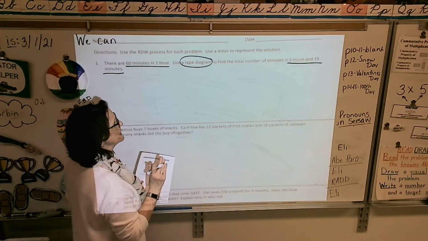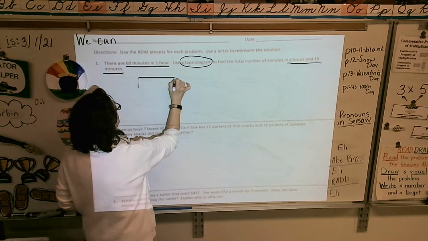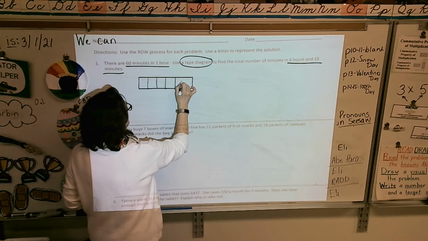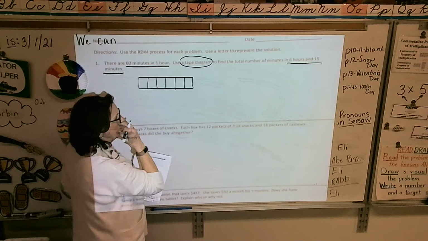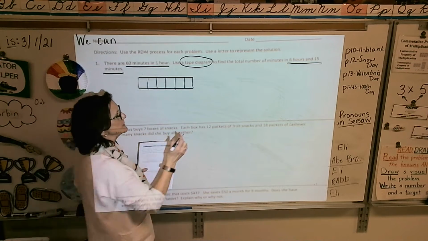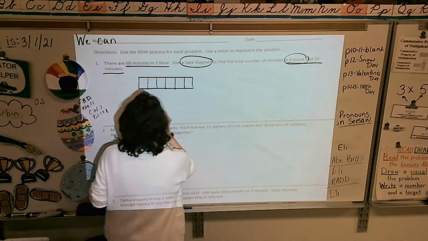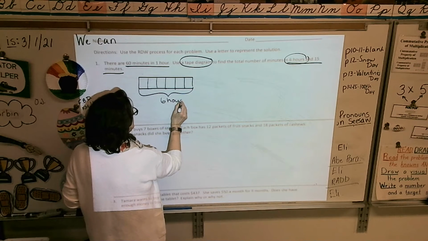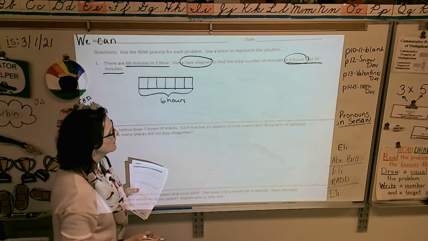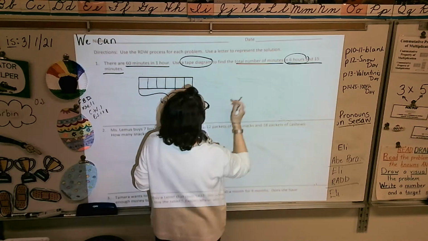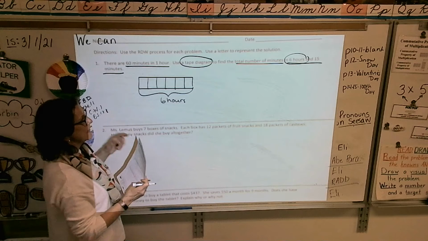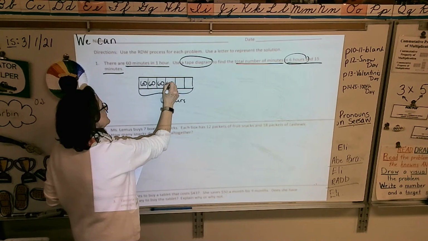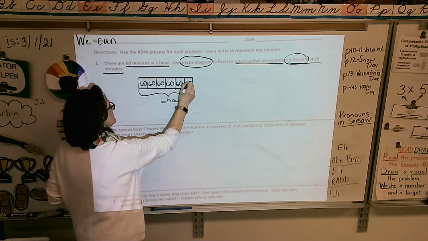So how can I show 6 hours in a tape diagram? Well, why don't we draw 6 units? Okay, 1, 2, 3, 4, 5, 6. I have my 6 units. What do those 6 units represent? They represent my 6 hours. So I'm going to put a bracket underneath here and write 6 hours. Remember, I'm trying to find the total number of minutes. So if each one of these is an hour, they're each made of 60 minutes. So I'm going to put 60 minutes in each one of those hours.